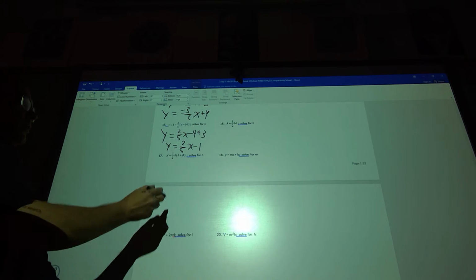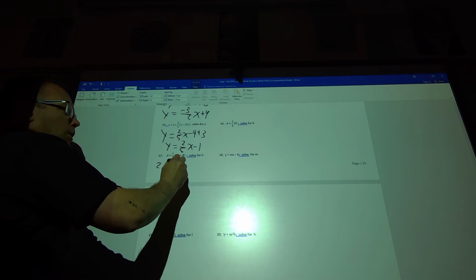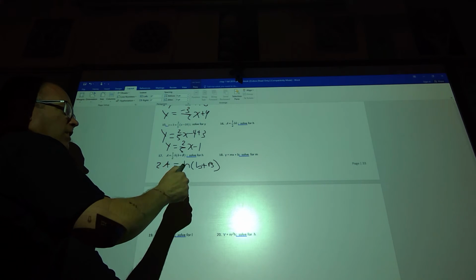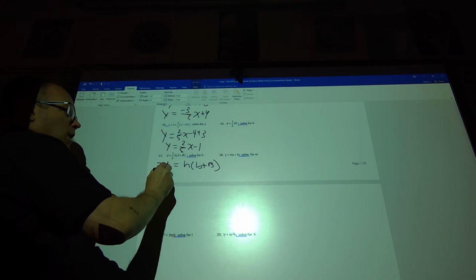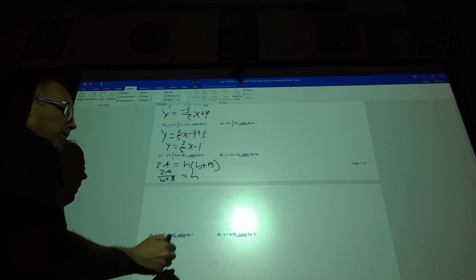Number 17, we want to solve for h, so I'm going to multiply both sides by 2, so I get 2a over here equals h(b plus big B). I'm going to divide both sides by the b's, so I get 2a over b plus B equals h.